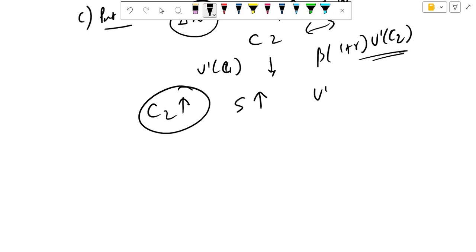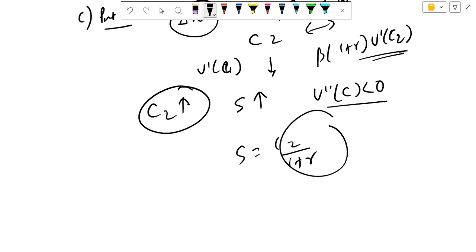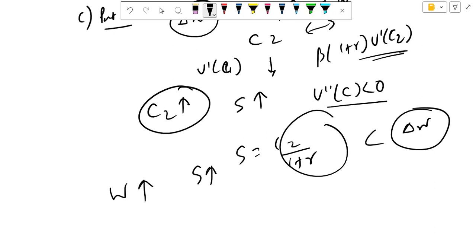However, u''(c), the second order derivative, was negative, so there is diminishing marginal utility. As a result, the increase in c2 will be smaller than the increase in c1. So therefore, the increase in s, which is c2 over (1 plus r), will be less than the increase in w. Okay. So in summary, when w increases in period 1, ceteris paribus, s will increase, but this increase will be less than the increase in w.